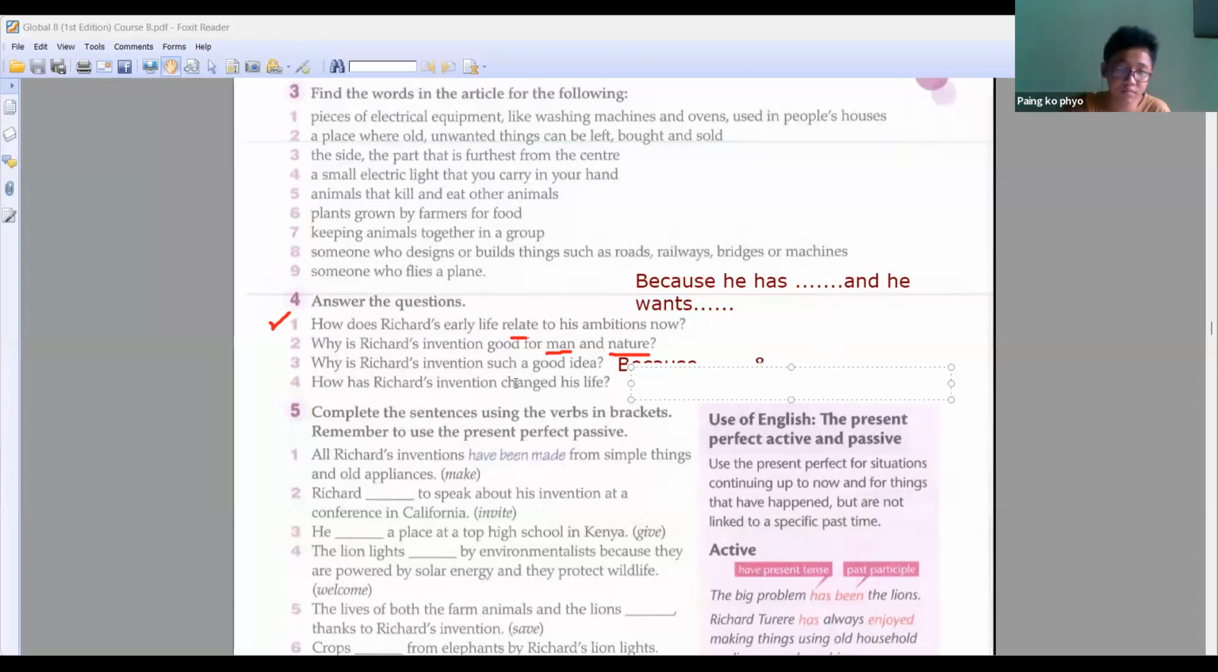Correct. So his invention has changed his life because he has been offered, in the last paragraph, a scholarship at one of Kenya's top schools, and you combine two ideas: to be an engineer and a pilot. Got it?